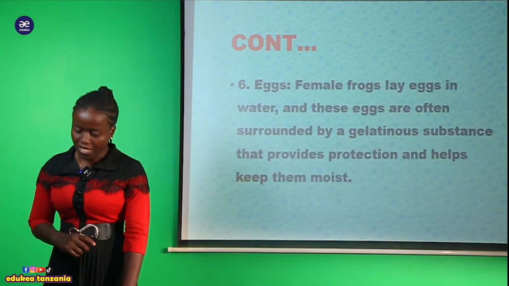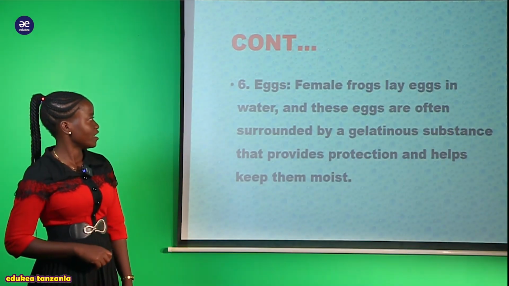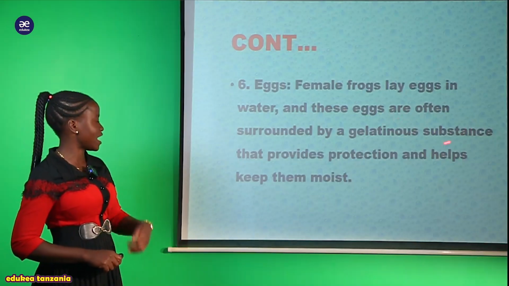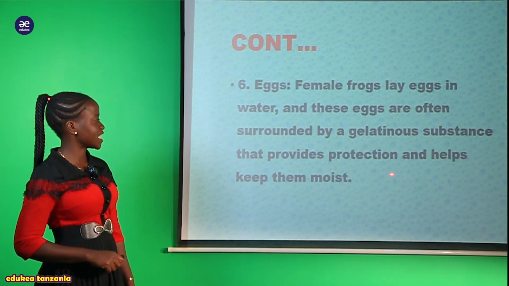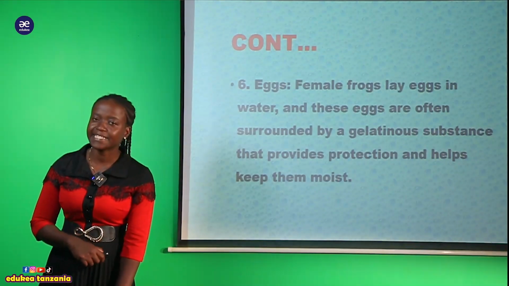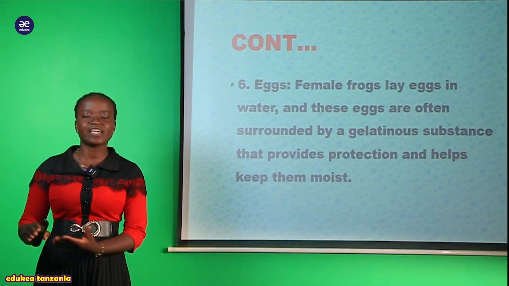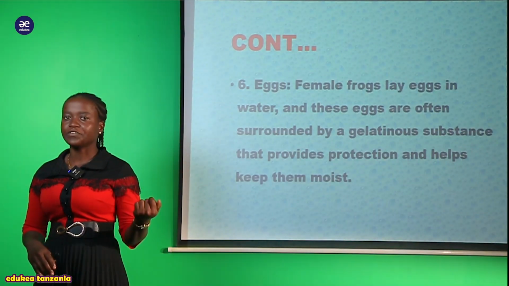And also, this organism, they have an egg. So the female frog lays eggs in the water, and these eggs are often surrounded by a gelatinous substance that provides protection and helps to keep it moist. So that gelatinous substance, it is the gel-like egg mass. Remember, that is produced within the oviduct.